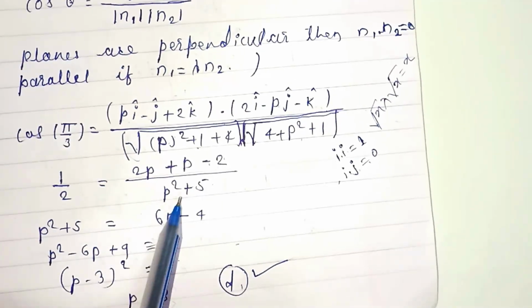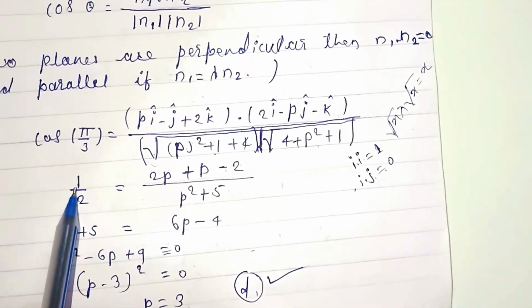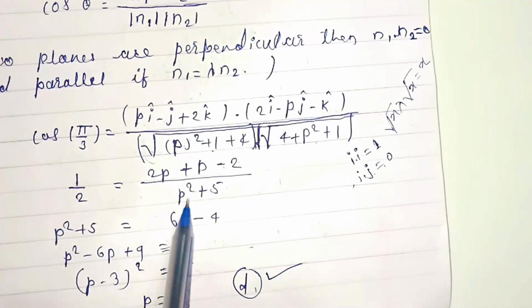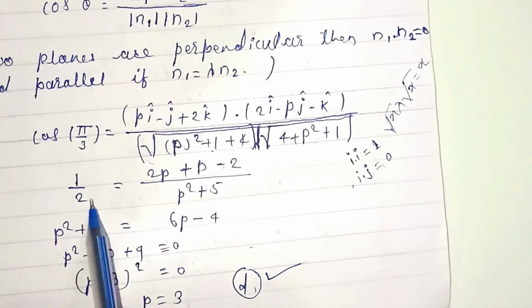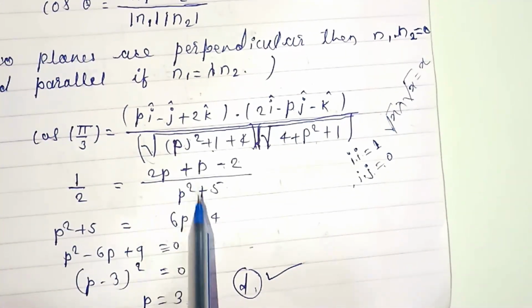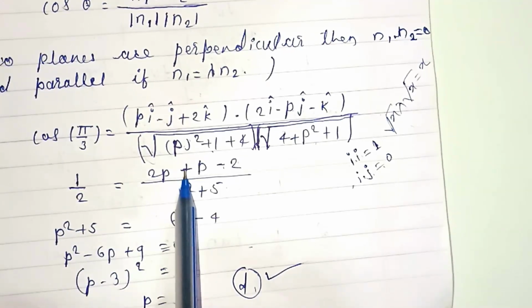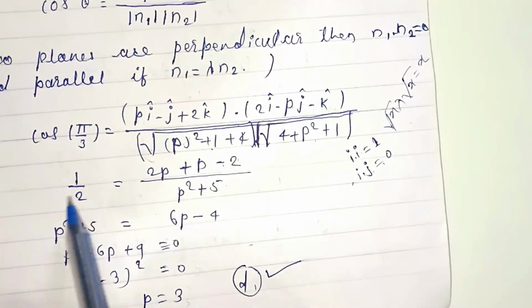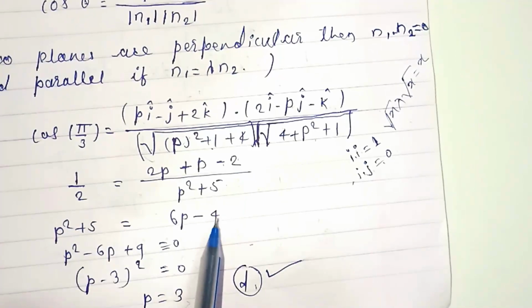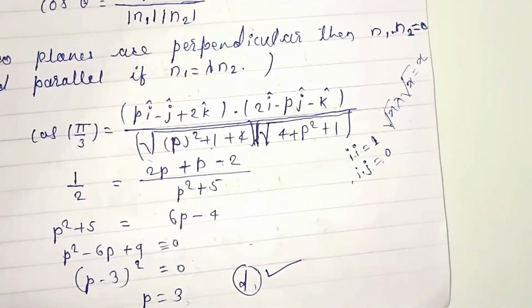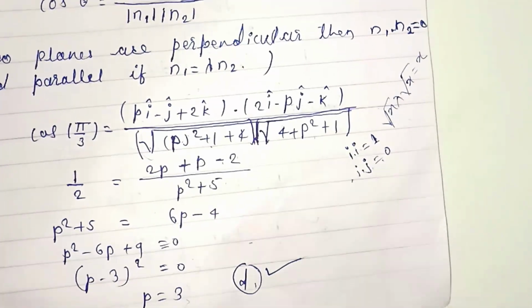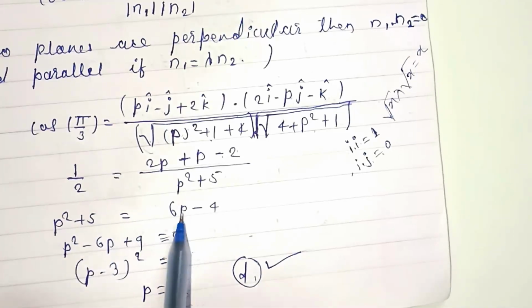So p square plus 5 is the denominator; transfer it here and it goes into the numerator. So p square plus 5 is the numerator here, and 2, take it here, 2p plus p will be 3p, and multiplied by 2, it is 6p, and negative 2 multiplied by 2 is negative 4. Okay, so p square plus 5 is here, 6p minus 4 here.